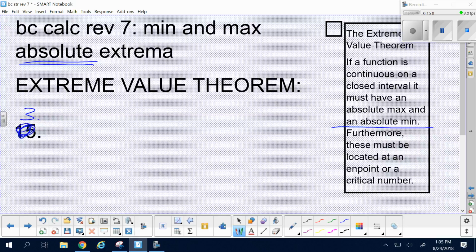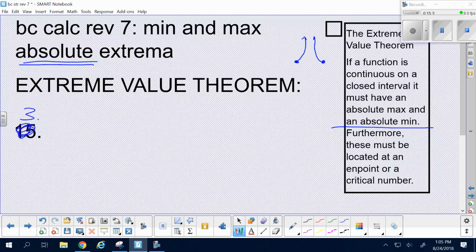Furthermore, these must be located at an endpoint or a critical number. Now let's talk about this too. First of all, continuous is important because if it's not continuous, then there's the possibility of an asymptote. That definitely doesn't have an absolute max, right?